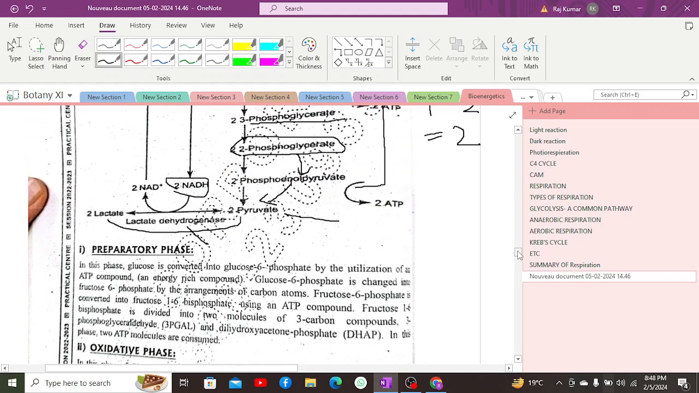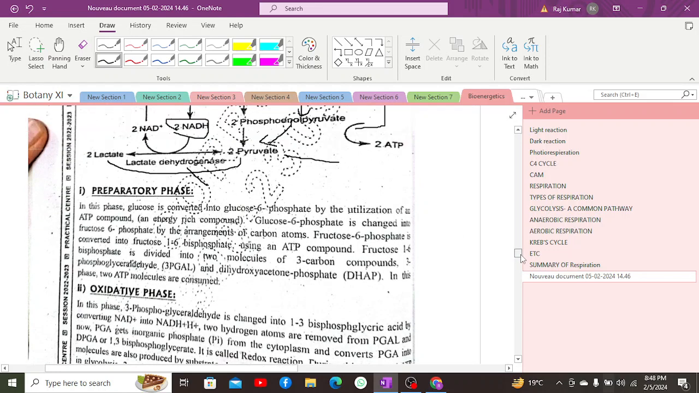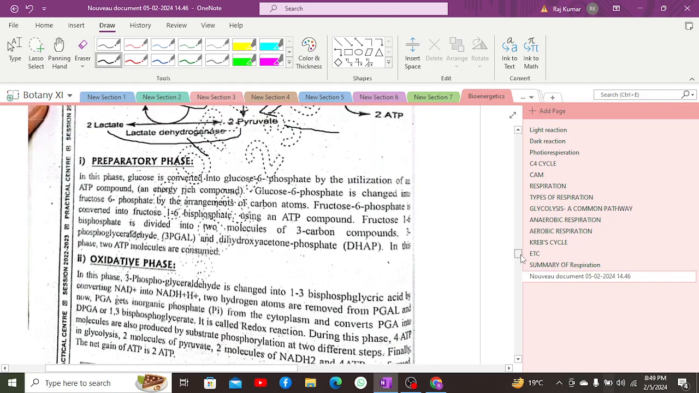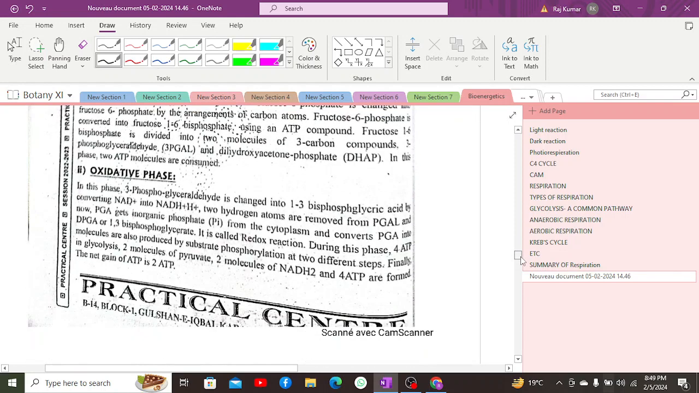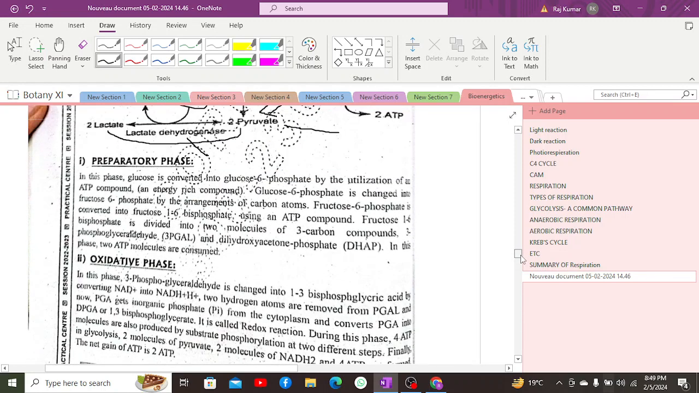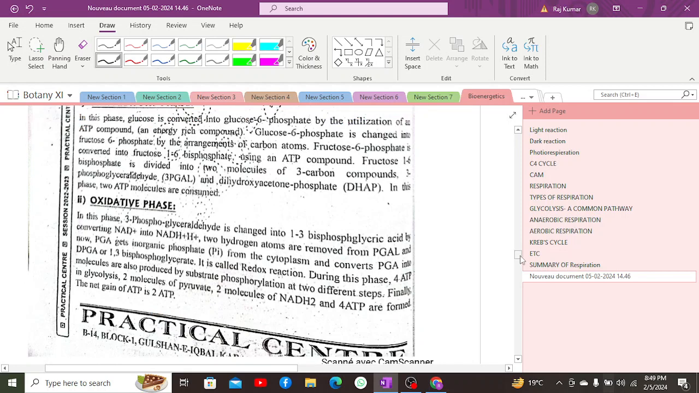Now, reduction will also accompany the use of two NADH molecules which are produced in the glycolysis. In case of alcoholic fermentation, there will be two carbon dioxide, two NAD plus, ethanol, as well as two ATP molecules which are the net gain. Now, this is the theory.